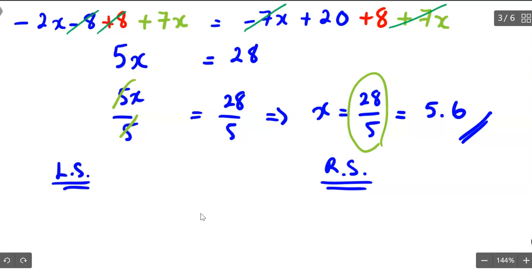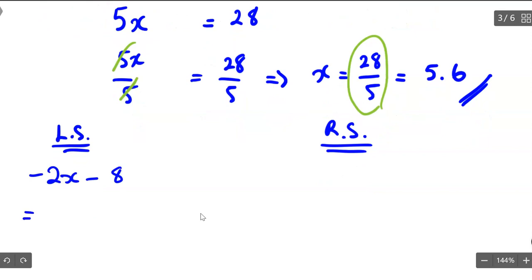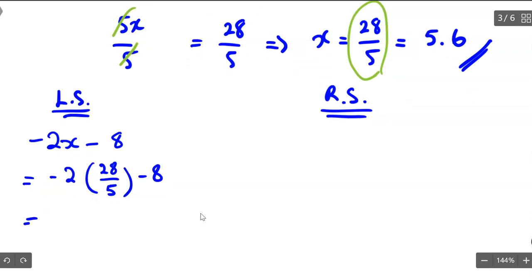So the right-hand side is -2x minus 8. Okay, so I will go -2 times 28 over 5, subtract 8. In this case, as I did in the previous example, I immediately multiply the numerators, because I cannot cancel -2 with 5, right? So I should have -56 divided by 5, subtract 8.